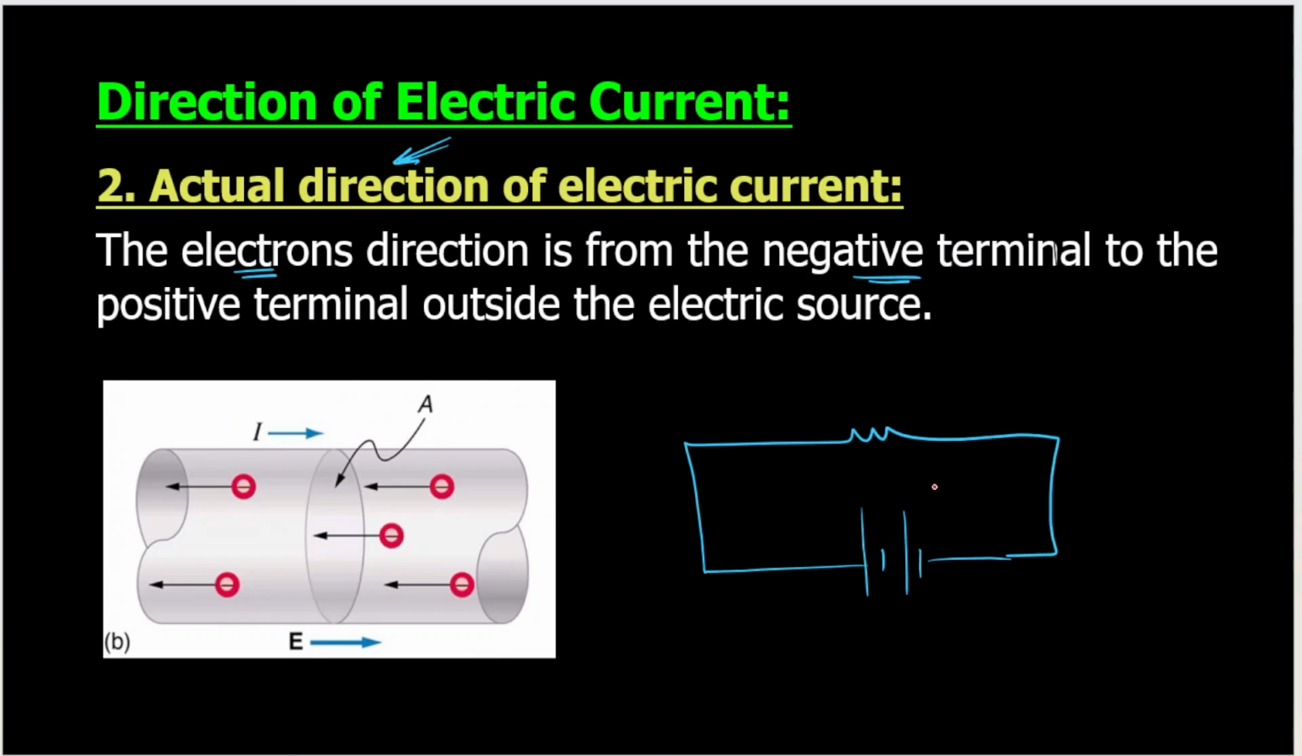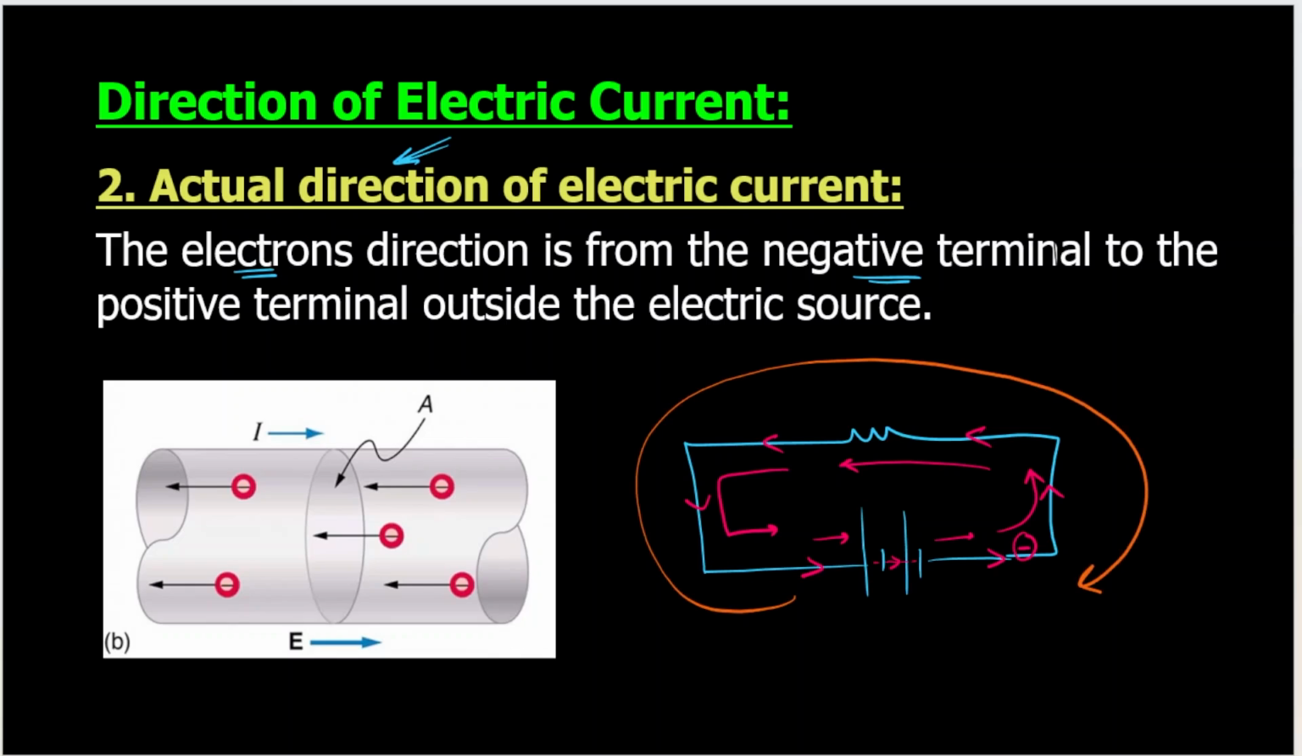If we are talking about the movement of electrons, electrons will move from the negative terminal of the battery to the positive outside of the source, but inside the source from the positive to the negative. So we have a closed path. So this is the actual direction of electrons. So the motion of the electrons is in the opposite direction of the movement of current. So if the current is moving clockwise, the actual movement of electrons is in the anti-clockwise direction, and so on.